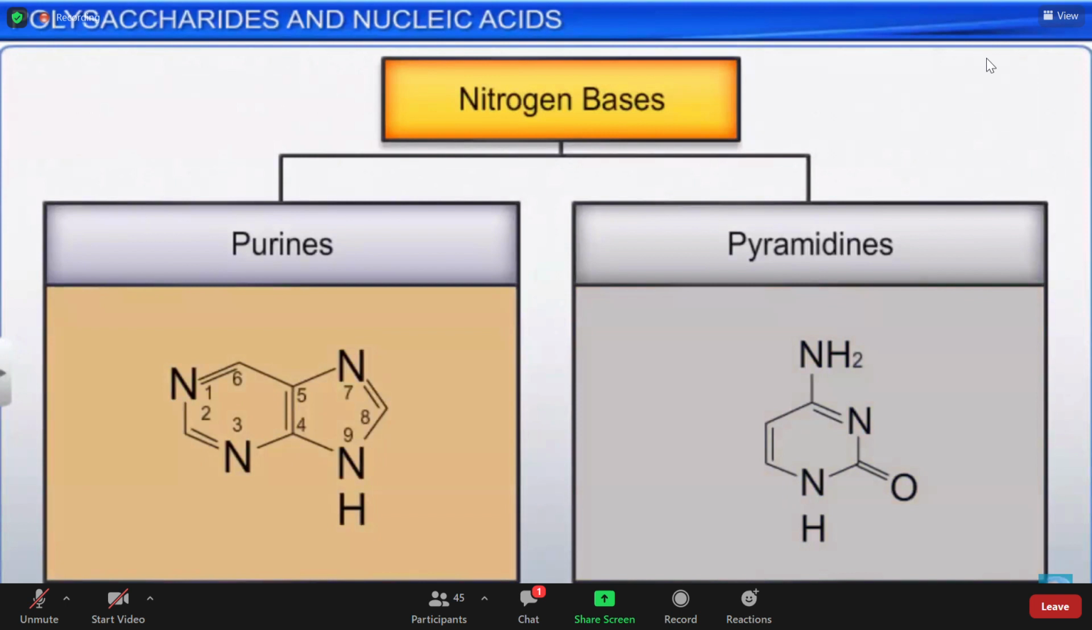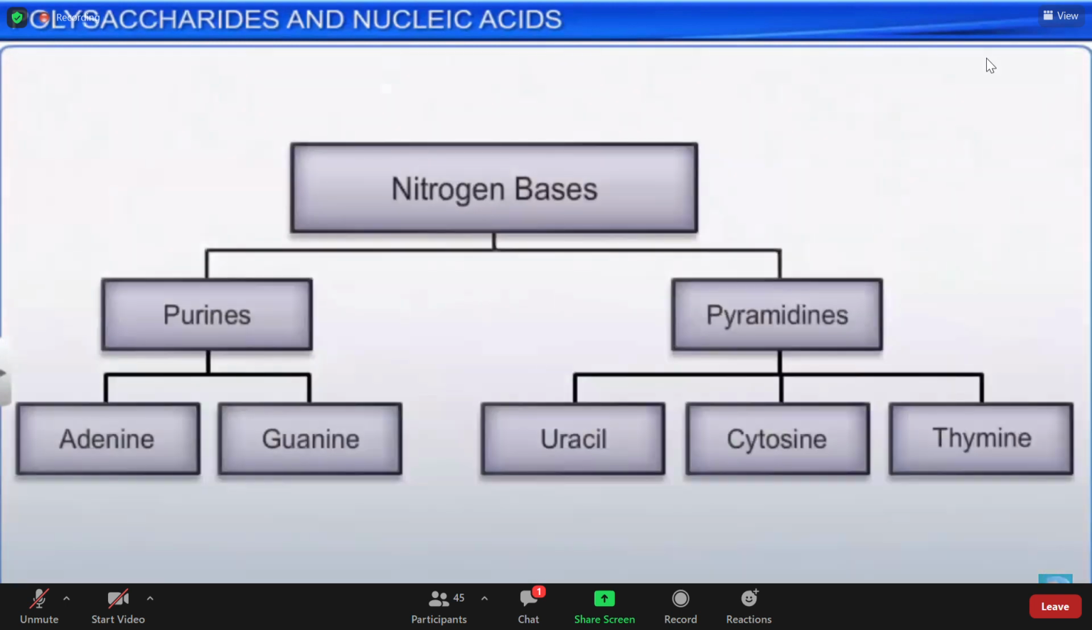There are two types of nitrogen-containing bases, namely purines and pyrimidines. In a purine, 6-member and 5-member nitrogen-containing rings are fused together. Therefore, purines have two rings. Pyrimidines, however, have only a 6-member nitrogen-containing ring. Adenine and guanine are substituted purines, while uracil, cytosine, and thymine are pyrimidines.